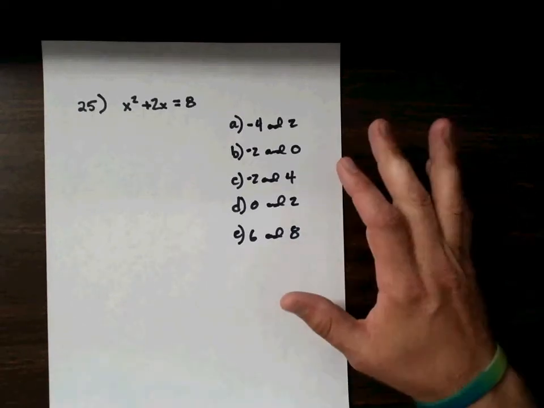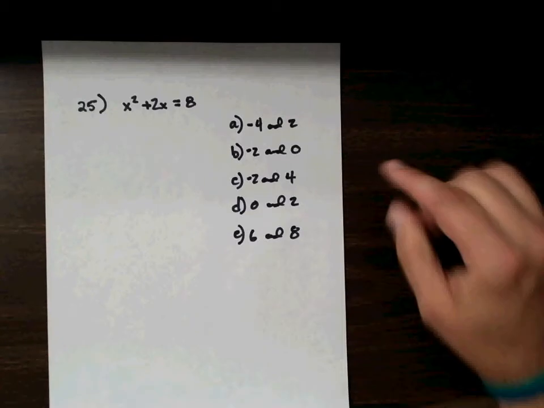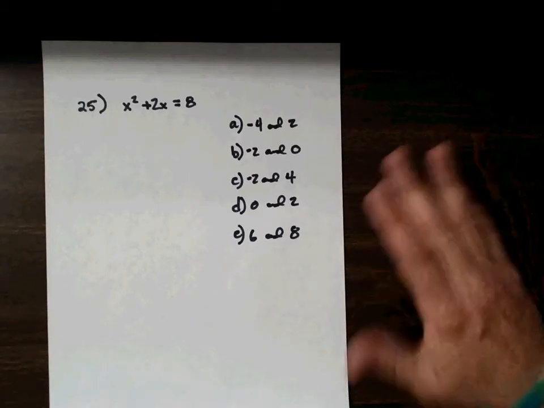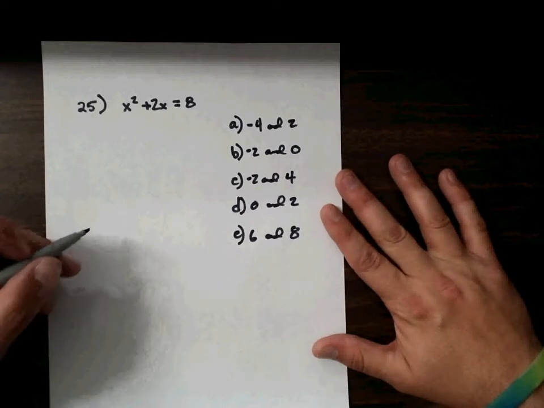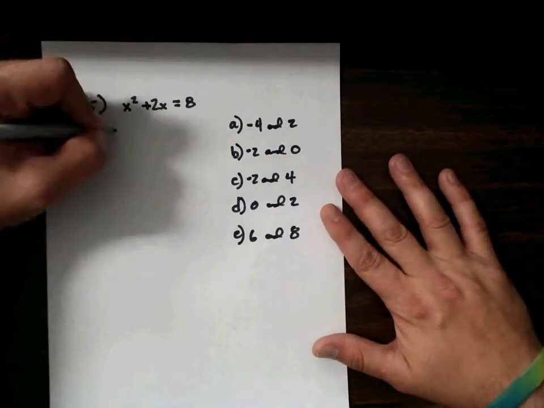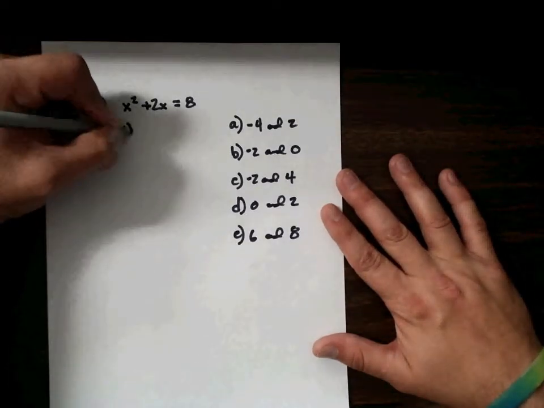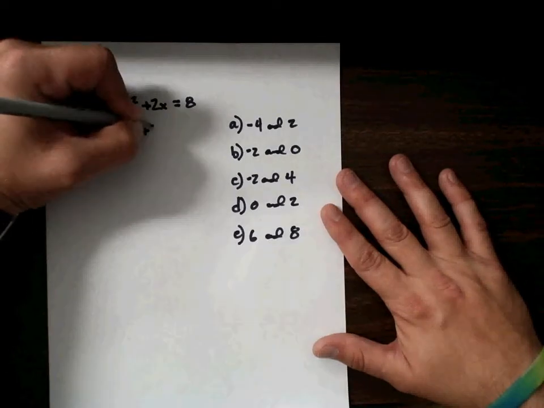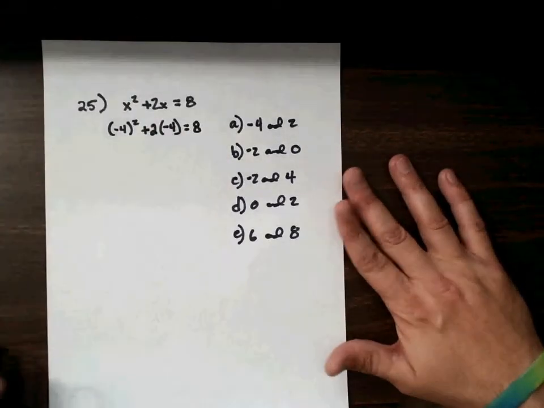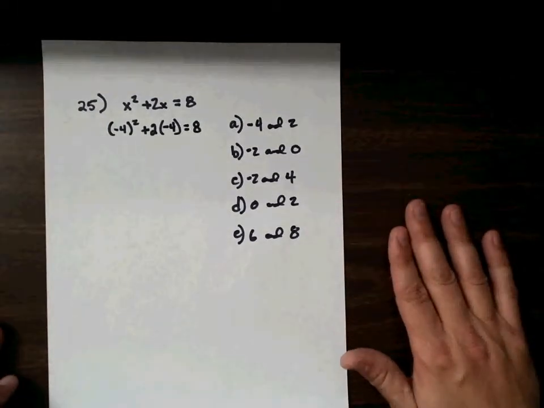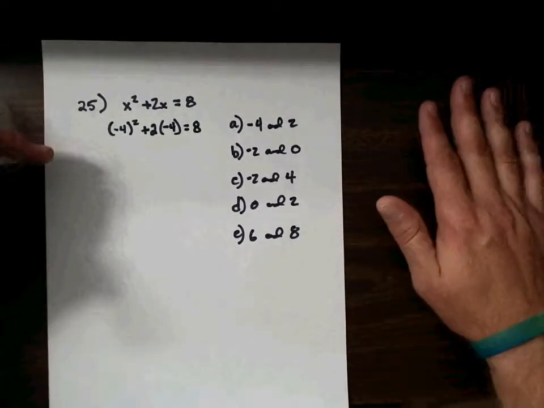Now, I've already given you that the answer is A, so let's plug that in and let's see what we got here. Okay, so I can take it and I can plug in negative 4 squared plus 2 times negative 4 equal to 8. Once again, I wrote it correctly for your Texas Instrument calculator. You need to put parentheses around it.